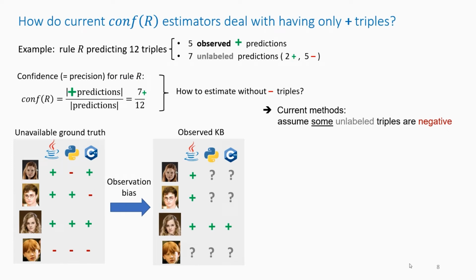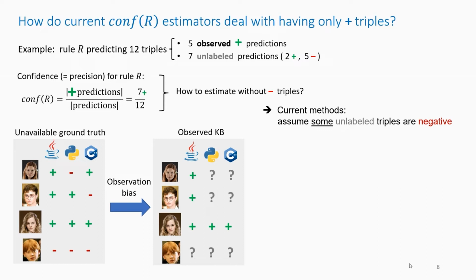Assume that we have, for example, a rule predicting 12 triples. Those 12 triples are shown on the lower left. These triples describe 4 different job seekers and 3 different programming languages, and the triples represent whether a job seeker knows a programming language or not. On the lower left, we show the true class labels for each of these predicted triples. However, these class labels are unavailable ground truth. We don't have this available.